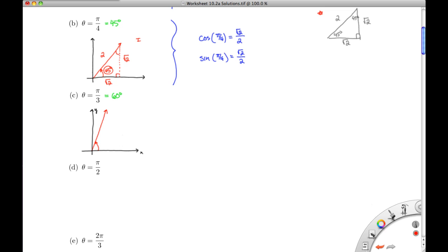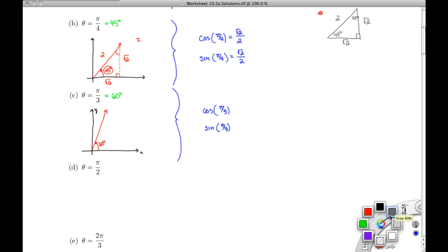So this is our angle theta of pi over 3, or 60 degrees. I'm going to put that right there. Okay, and again, what we need to do is, given this, find the cosine of pi over 3 and the sine of pi over 3. Now in this case we've got a 60-degree angle, so we can't use the triangle we used in part B.